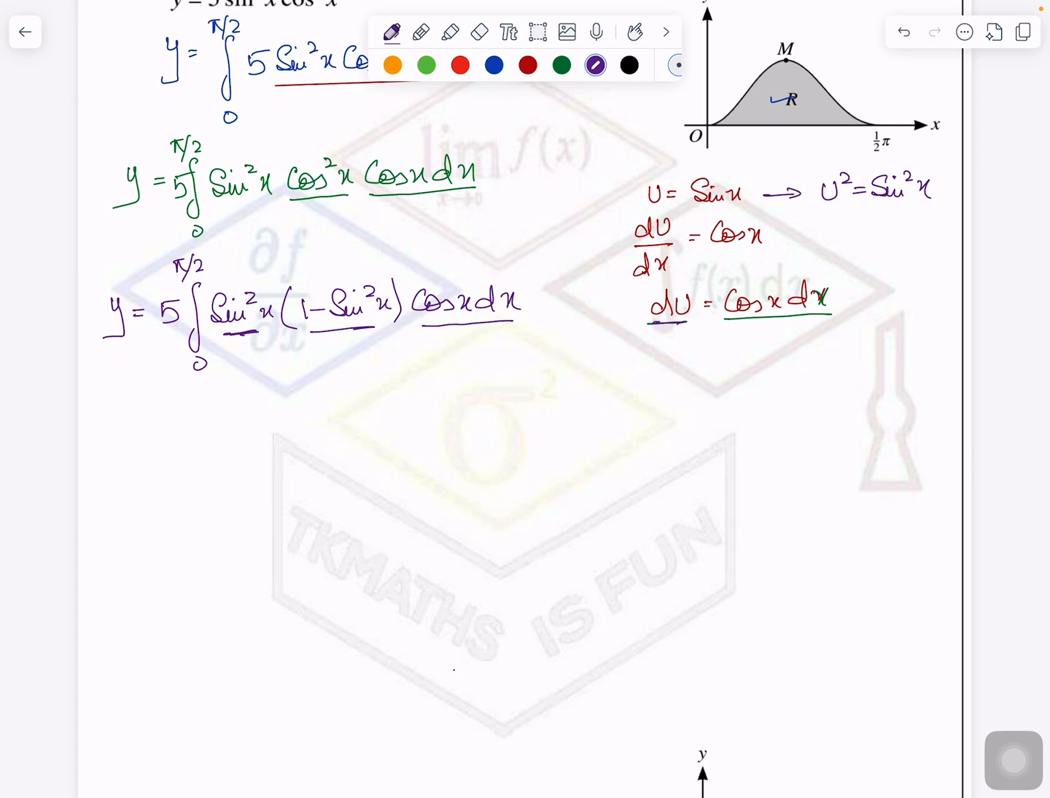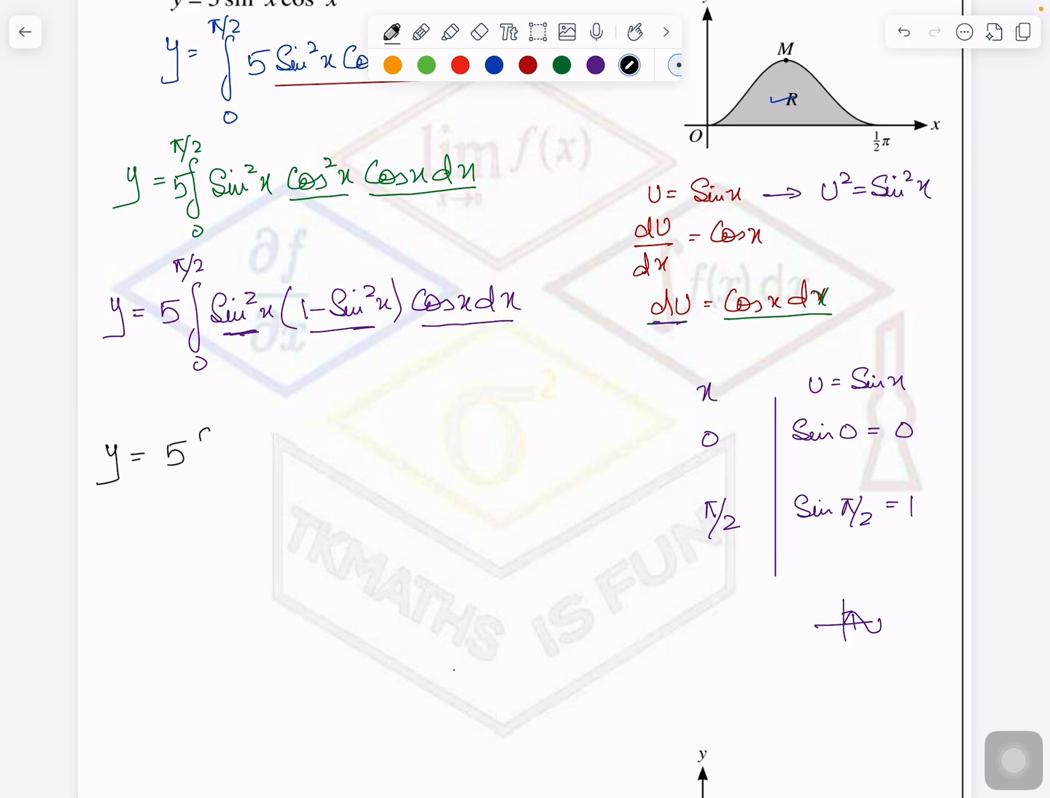But what about the limits? 0 to pi by 2 limits are for x, not for u. So what you can do here, you can change the limits by the substitution you have taken. These are the limits of x, and you have taken u is equals to sin x. So let's see what is sin 0. Sin 0 is 0. And what is sin pi by 2? Sin pi by 2 is 1. Right? You know this. So sin pi by 2 is 1. So now these limits will be replaced by 0 and 1.